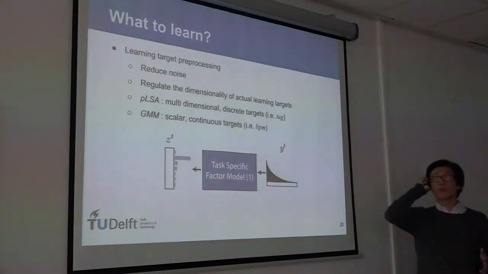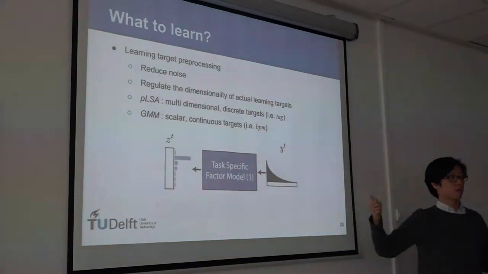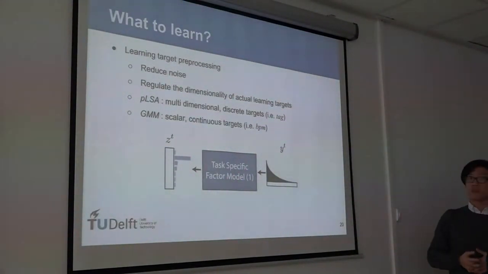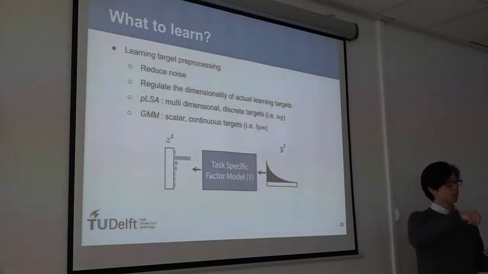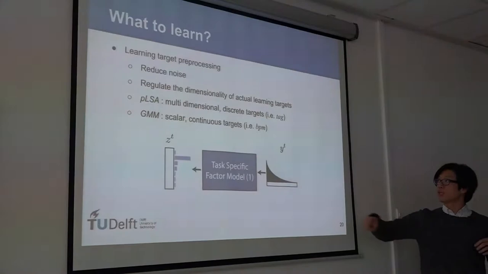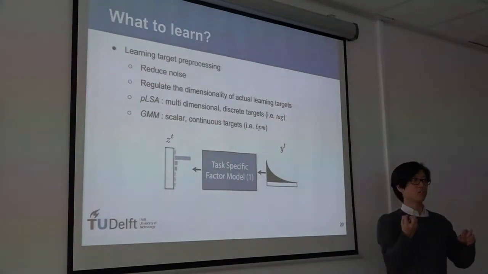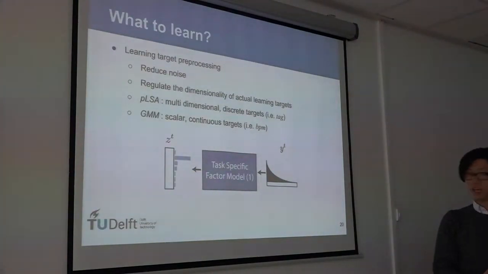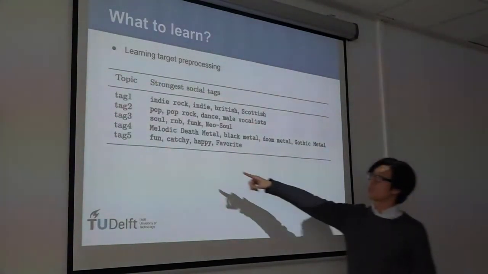In a similar manner, we can cluster continuous scalar values like BPM or release year. Then we can get clusters of BPMs over our learning tracks, and we can use the posterior distribution of each sample over the clusters. Then we have a similar categorical distribution over the latent clusters or latent topics as a learning target. So for example, we can get this kind of latent topics.